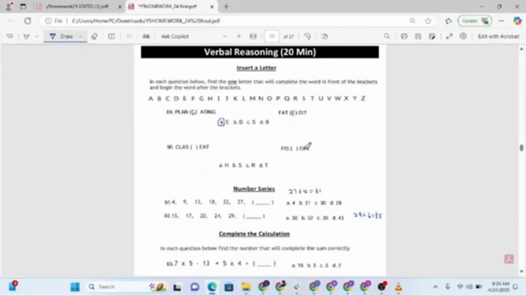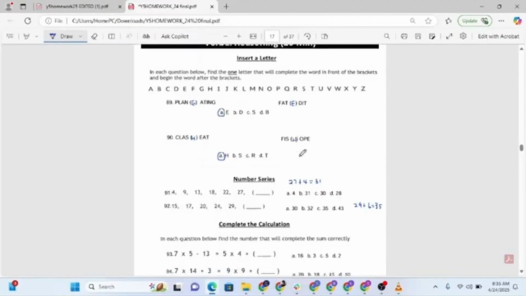FIS [blank] OPE. The correct answer is option A. The letter H. Explanation. CLAS plus H becomes clash. H plus EAT becomes heat. FIS plus H becomes fish. H plus OPE becomes hope. Hence, the letter H completes valid words before and after the brackets.